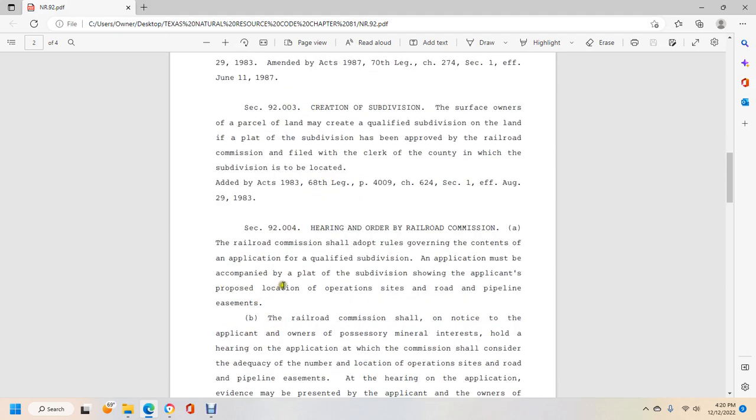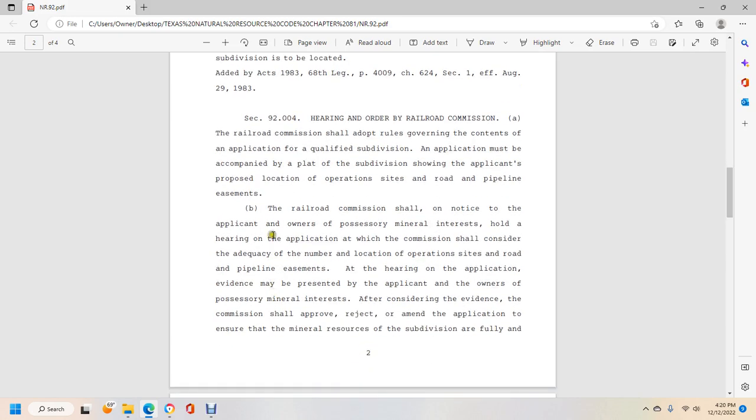Section 92.004, Hearing ordered by Railroad Commission. The Railroad Commission shall adopt rules governing the content of the application for the qualified subdivision. The application must be accompanied by a plat of the subdivision showing the applicant's proposed location of the operation site, the road, and the pipeline and easement. The Railroad Commission shall, on notice to the applicant and owner of the possessory mineral interest, hold a hearing on the application. The Commission shall consider the adequacy of the number and location of the operation sites, the road, and the pipeline and easement, and the evidence presented by the applicant and the owner of the possessory mineral interest.